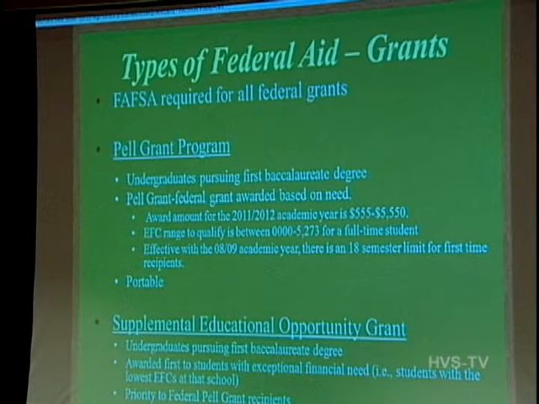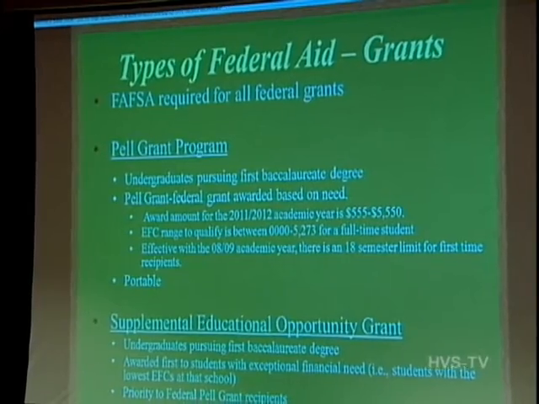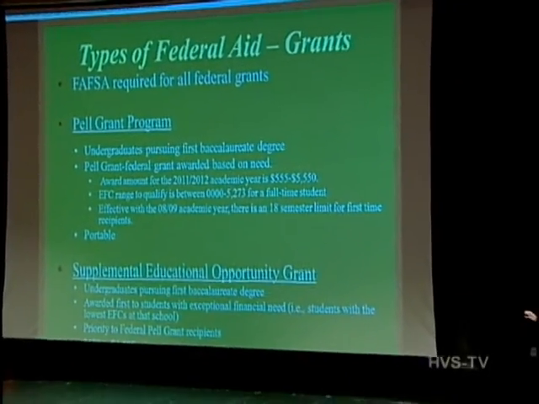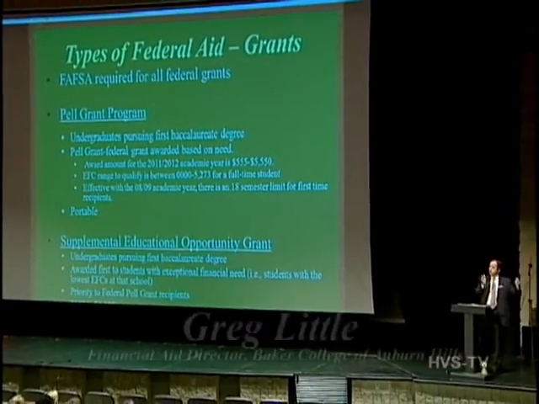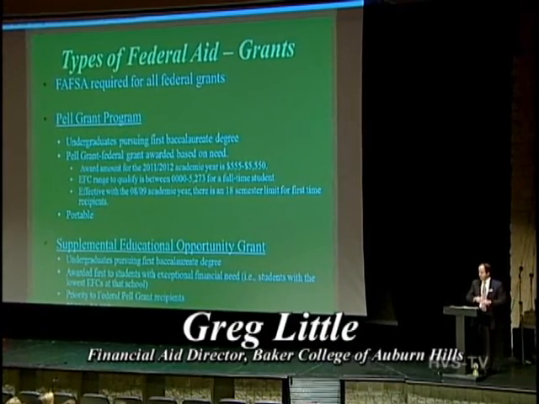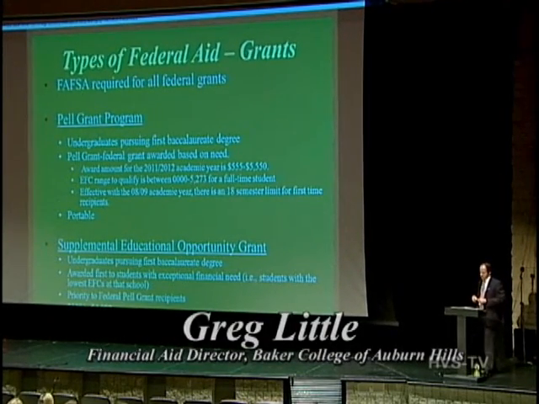Effective with the 08-09 academic year, there's a cap on the number of semesters that your student can receive the Pell Grant. So there's an 18-semester cap. Can anybody tell me what portable means when it comes to the Pell Grant? Correct. Let's say that your student starts out at school A for fall, they're receiving the Pell Grant, and they decide to transfer for whatever reason. They can use the rest of their Pell Grant at school B for the rest of the year, okay?